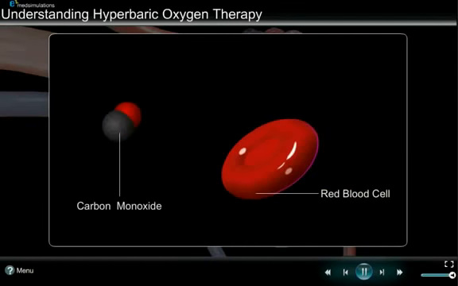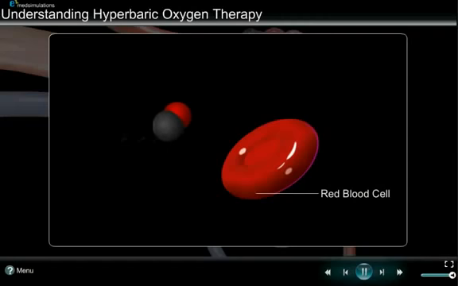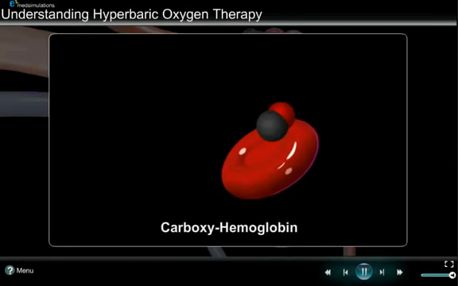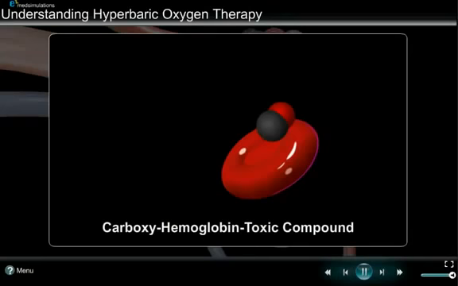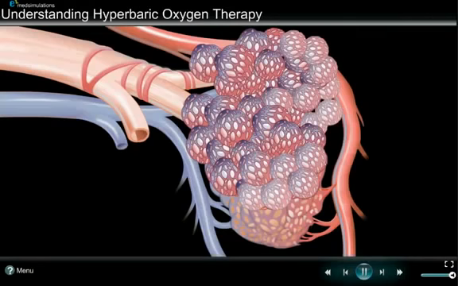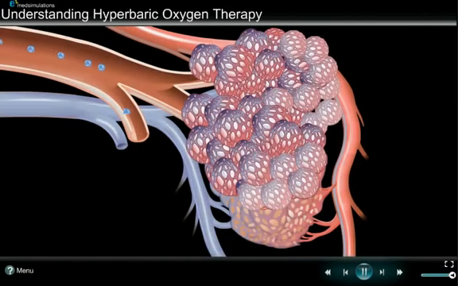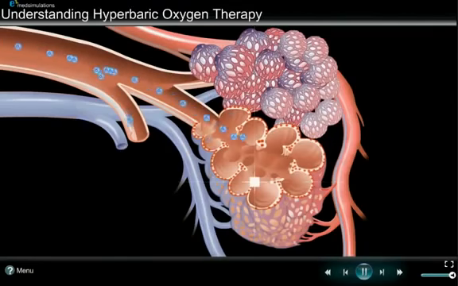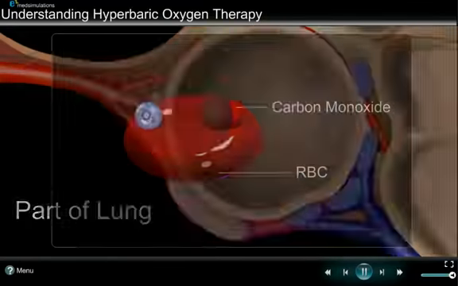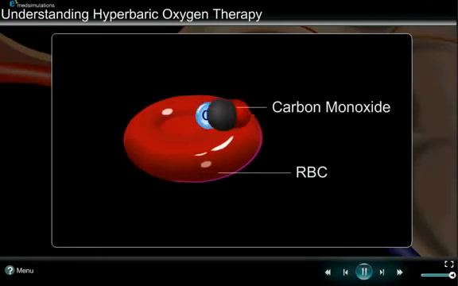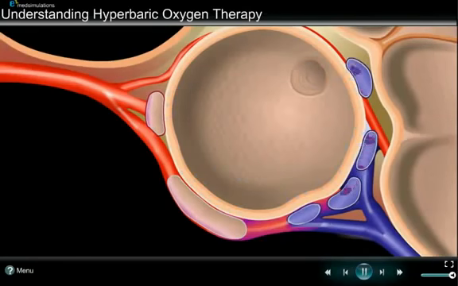Carbon monoxide poisoning occurs when carbon monoxide attaches itself to hemoglobin, an oxygen-carrying protein in the blood. This results in formation of a toxic compound called carboxyhemoglobin. Hyperbaric therapy makes the blood oxygen rich by dissolving an increased amount of oxygen in the blood. This action breaks the bond between the hemoglobin and carbon monoxide. Carbon monoxide is then eliminated from the body rapidly through the lungs during breathing.